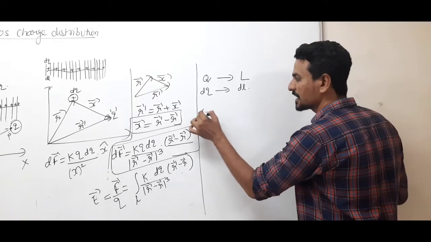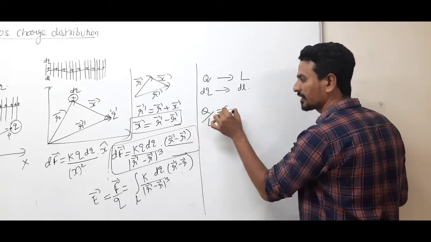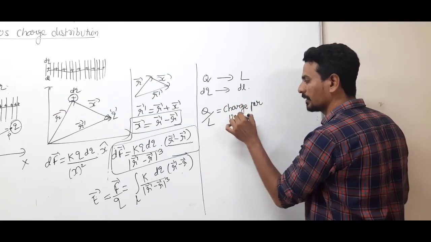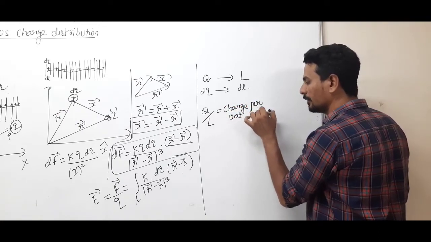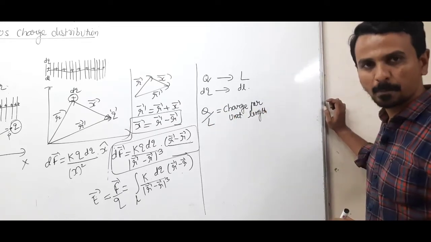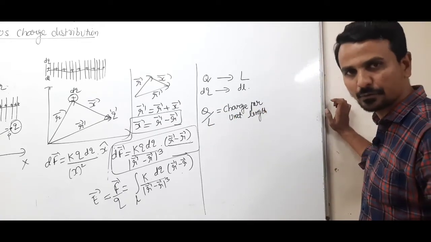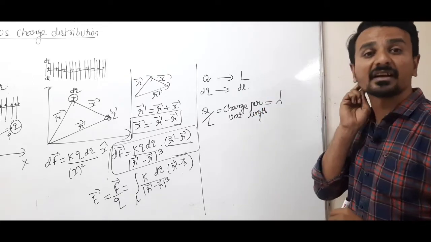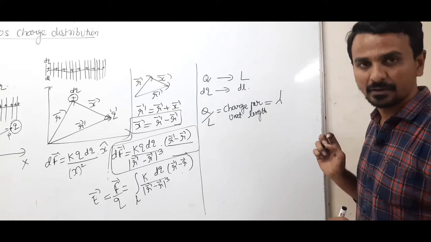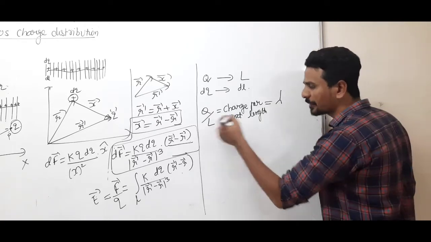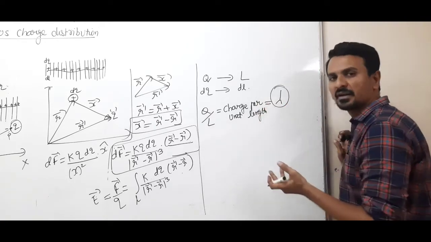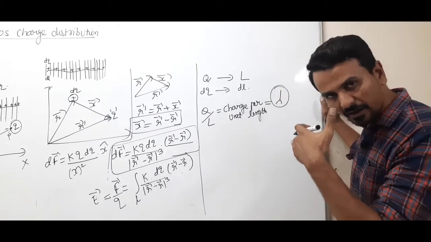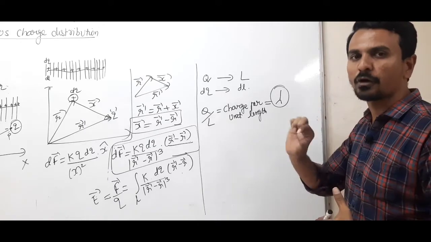That means charge per unit length. This will be a constant quantity, students. Charge per unit length will be a constant quantity. Let us say it as lambda. Lambda is known as linear charge density. Charge per unit length. Lambda represents charge, but for 1 meter length.